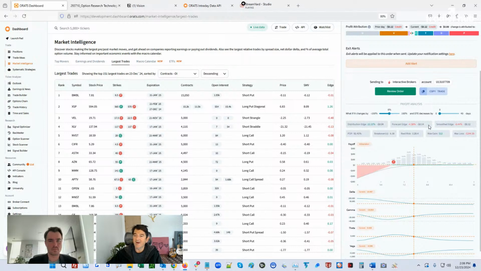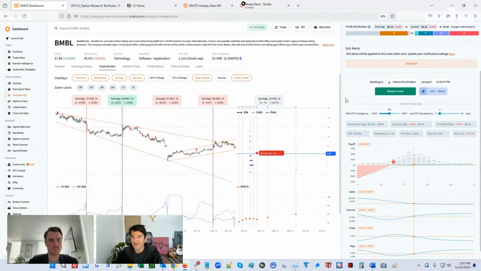However, we make a forecast of Bumble based on historical volatility, et cetera, and that has an edge against us. So let's just look at the trade builder on this to explain that a little bit further. One of the big things that we look at in our forecast is the historical volatility. That's in magenta here.